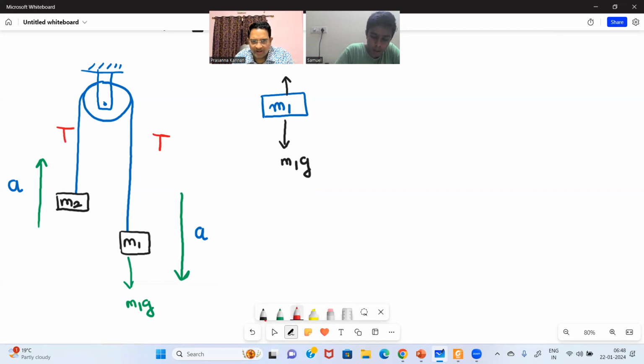So what is acting in the upward direction, Samuel? T, sir. T, very good. And what is the direction in which M1 is moving? Upwards or downwards? Downwards. So answer two questions of mine. M1g and tension, are they supporting each other or opposing each other? Opposing. So should I add them to get the net force or subtract them? Subtract them, very good. And which is greater, M1g or tension?